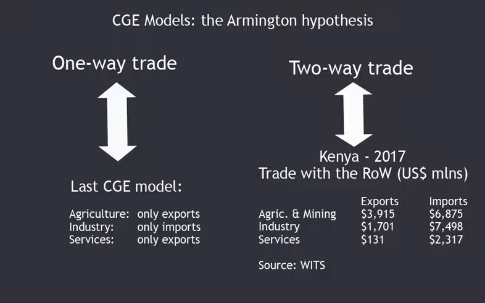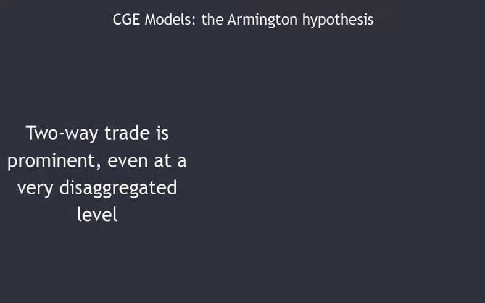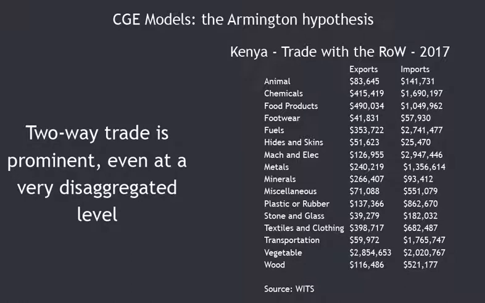So for example, if you look at Kenya in 2017, if you look at the trade with the rest of the world, when considering agriculture and mining, industry and services, you have exports and imports in each of these three sectors. These are data based on the WITS database. So, intra-industry trade is a prominent phenomenon, even with a high level of sectoral disaggregation. Here, with Kenya, if we adopt a level of disaggregation of 16 sectors, for 2017 we still have two-way trade in each sector.